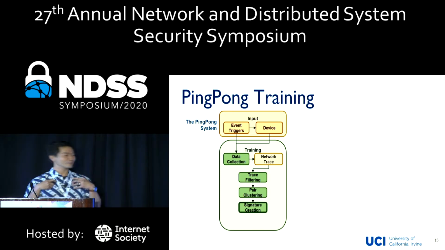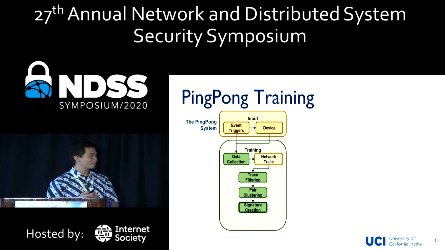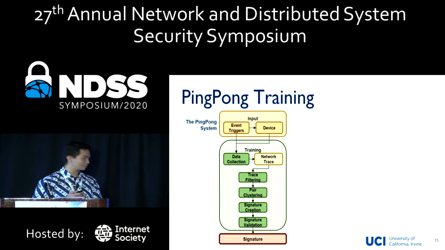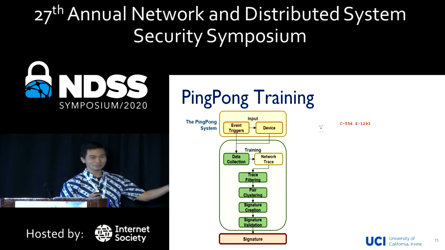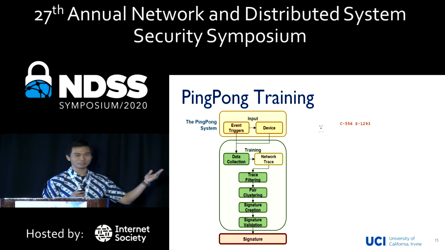And then we perform signature creation. We form longest possible sequences from the selected pairs, which becomes our candidate signature. And upon validating that candidate signature, we finally get a signature for an event. And this is the simplest example of such a signature. This is the on-event signature for the TP-Link plug.